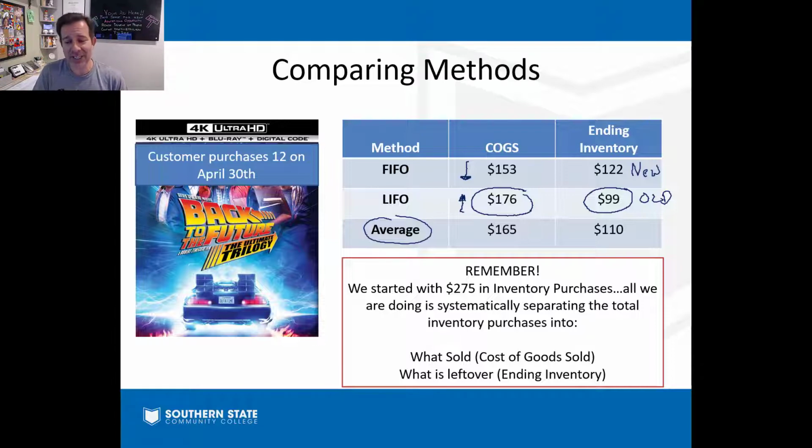All we are doing is systematically separating that total amount into what sold, cost of goods sold, and what's left over, ending inventory. The reason I say systematically is because we're using a methodology here. We're using FIFO, LIFO, or average. We're using a system. In reality, corporations can really use all three. Not for the same group of inventory, but a corporation can use FIFO for some inventory, LIFO for some inventory, average cost for some inventory. And so there's a little bit of leeway there.